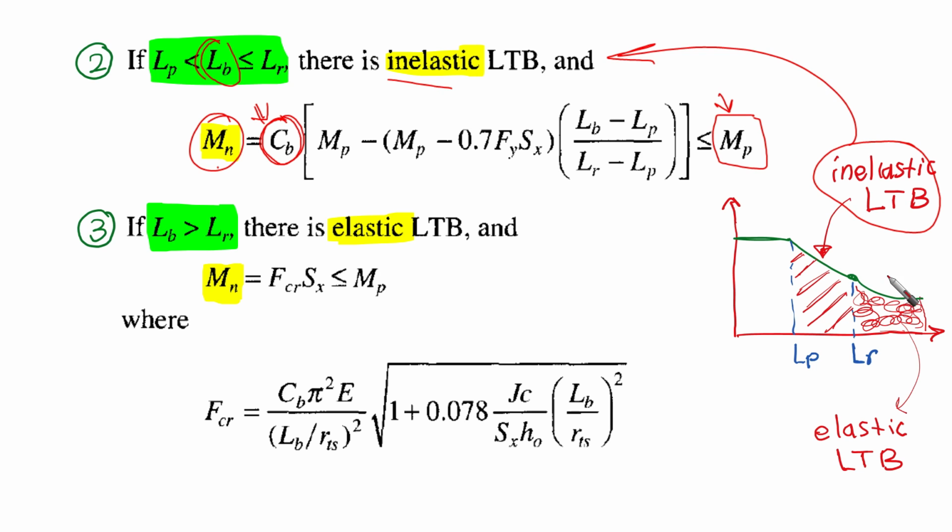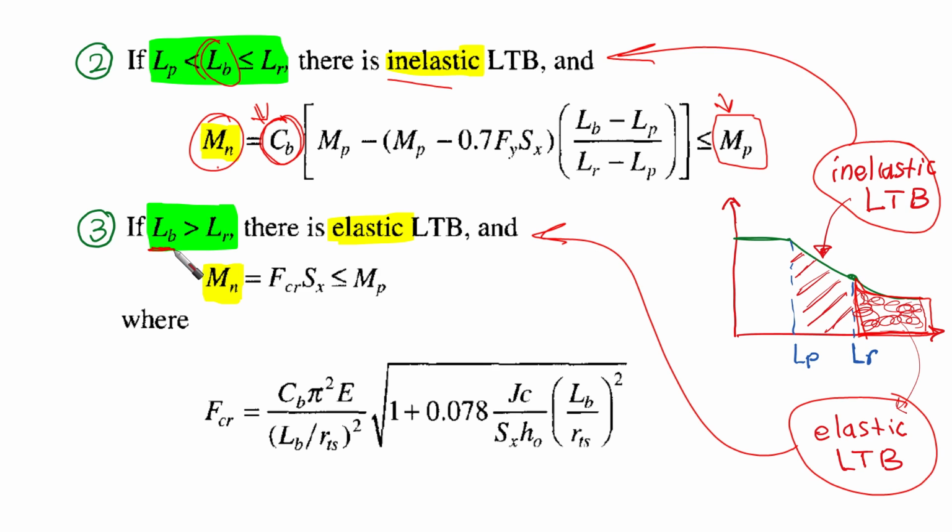The other case is if we are in this area, which is the elastic lateral torsional buckling. In this case, LB is larger than LR. So we are here, right? There is elastic lateral torsional buckling, and the nominal strength is going to be Fcr times Sx, and in all cases they should be less than the plastic moment.